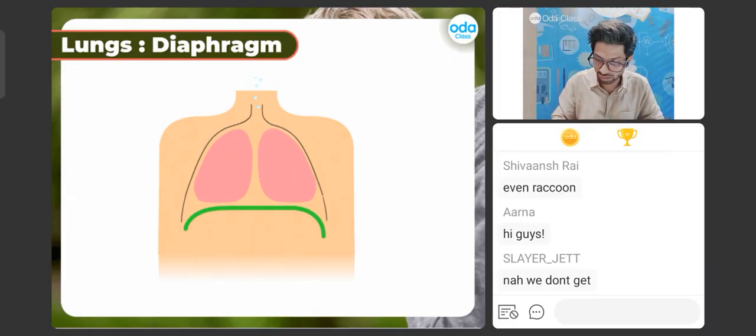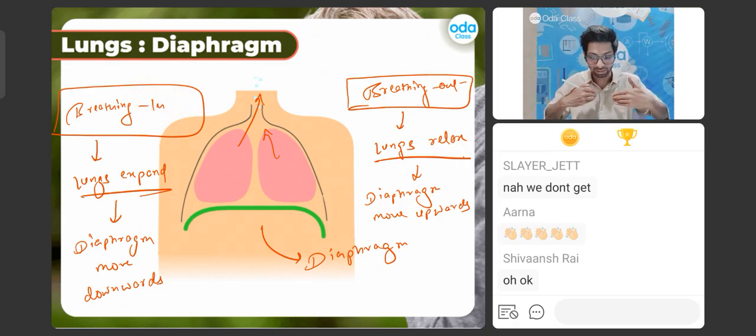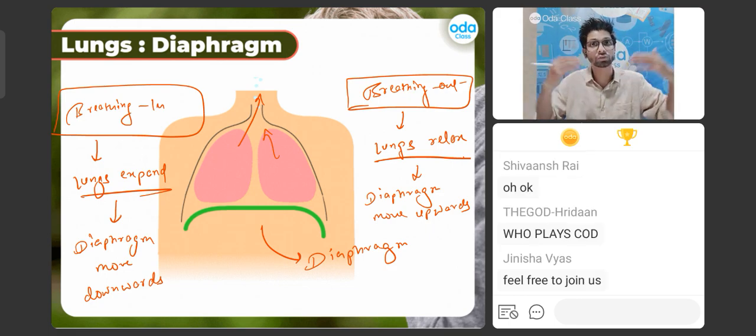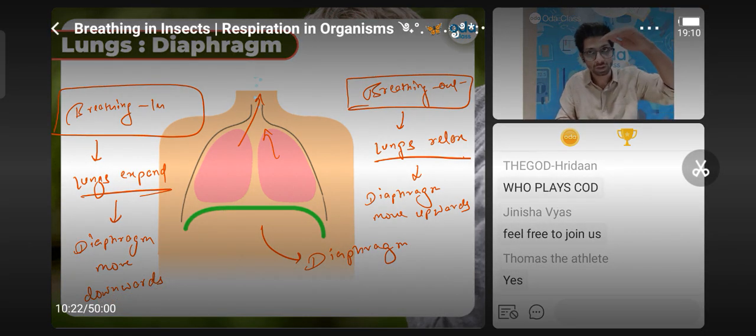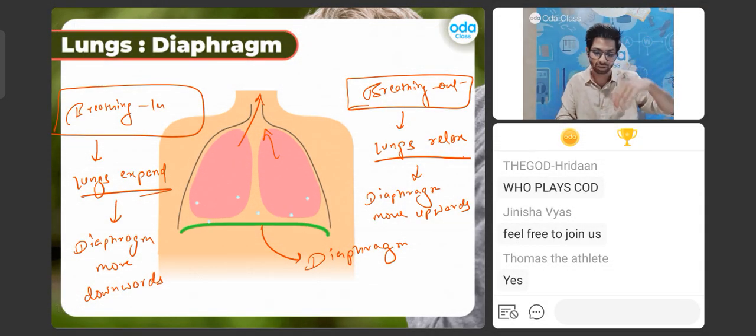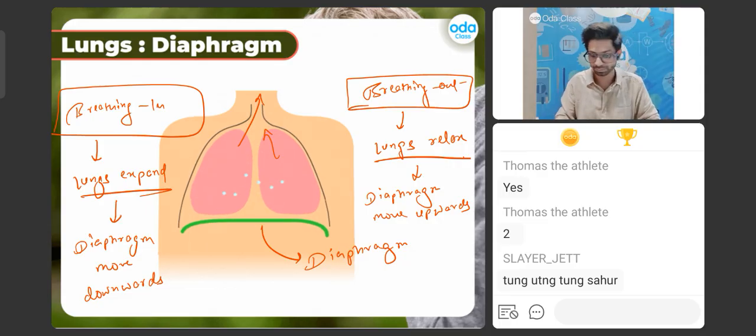Just like we have seen in the animation, if you are breathing in, if you are inhaling, when you take the air inside your body, your lungs will expand, your lungs will become bigger. And when your lungs are expanding, the diaphragm will move down, as you can see in the animation. This is what will happen. Your diaphragm will go down.